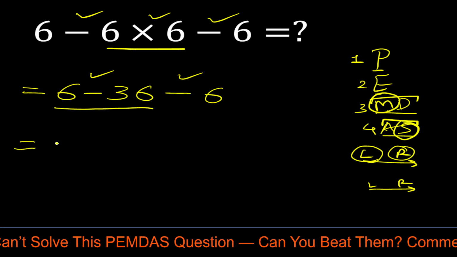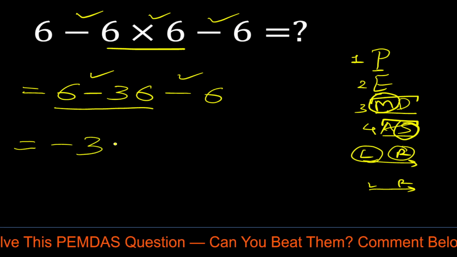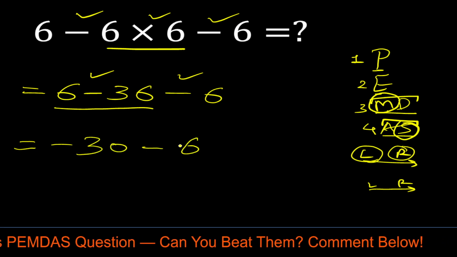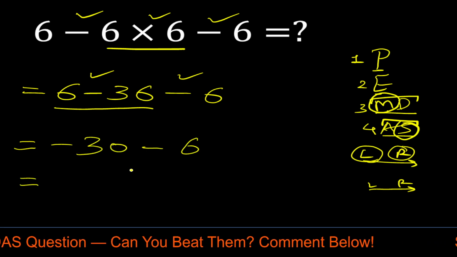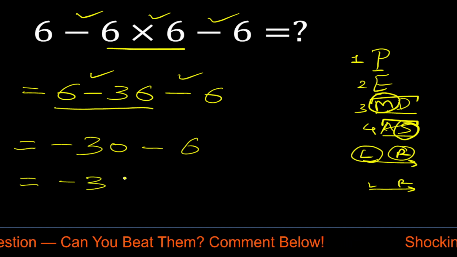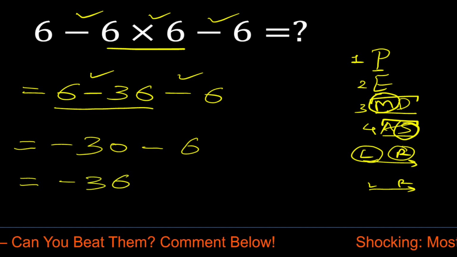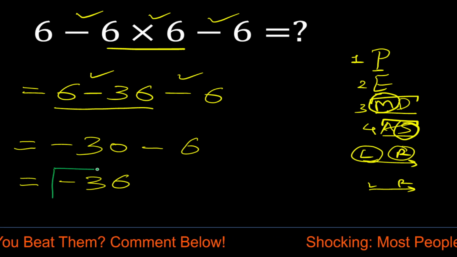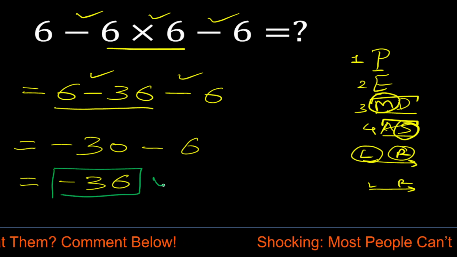So 6 minus 36 is equal to minus 30 minus 6. So minus 30 minus 6 is equal to minus 36, right? So the correct answer is minus 36.